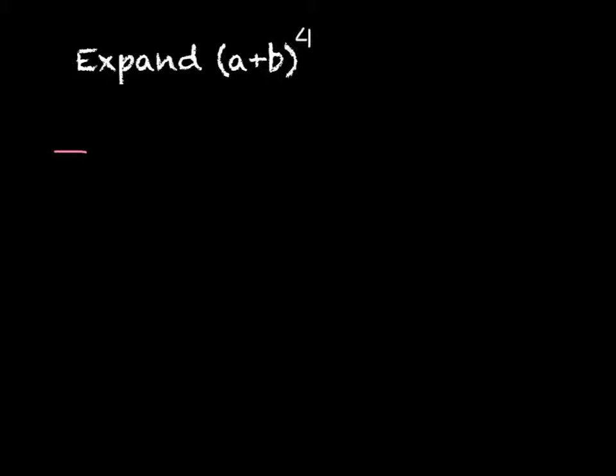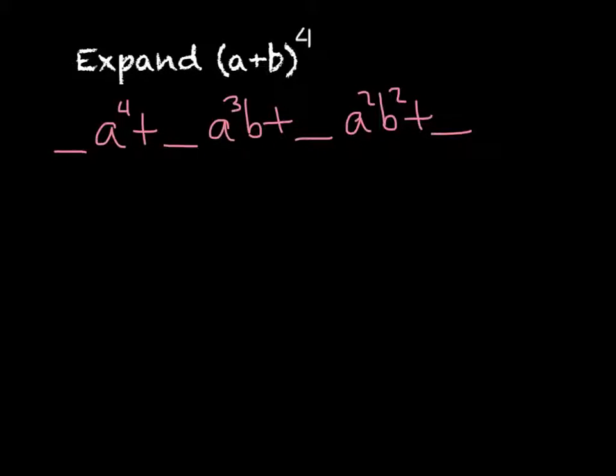I begin by writing blanks for the coefficients, and I just write out the variables to their correct powers first. So the first one is a to the 4th. Then we have a cubed b, coefficient a squared b squared, coefficient ab cubed, and coefficient b to the 4th.